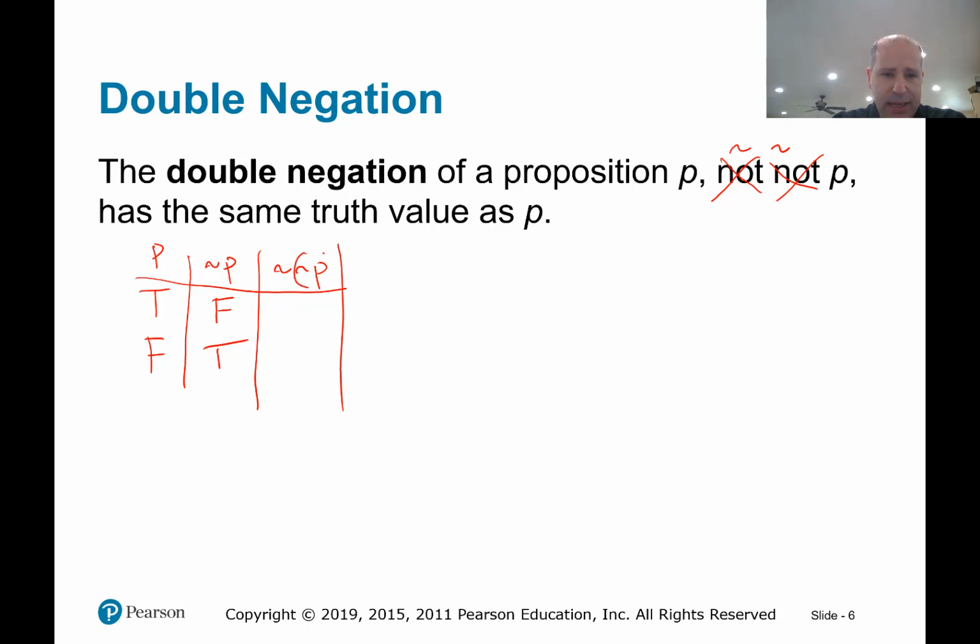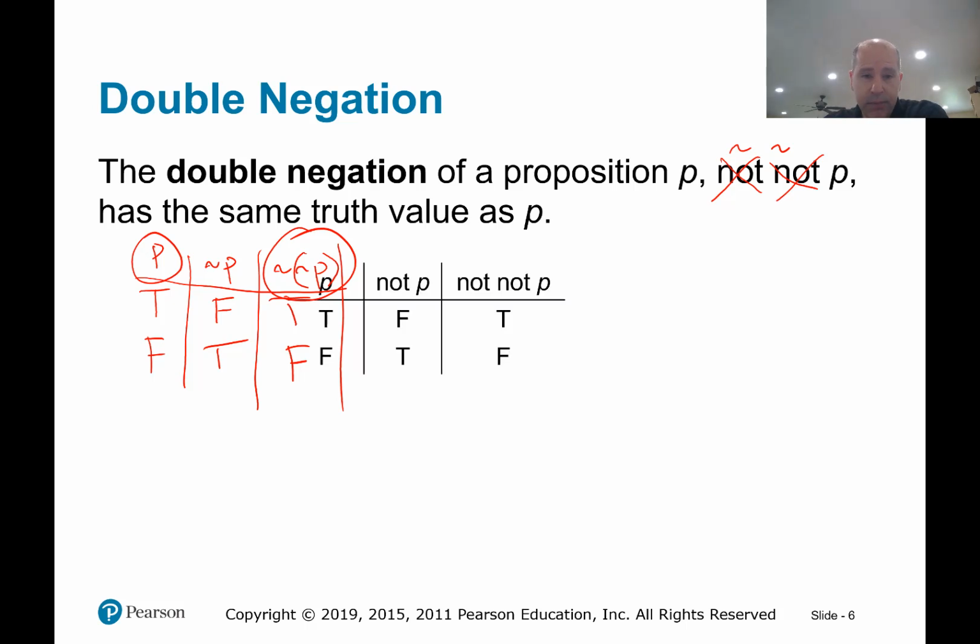So basically I'm taking the negation of the negation of P. So now I'm going to take the opposite of the second column, which brings me back to the first column. So notice that these two have the same truth values. P and not not P both have the same truth values going down the columns. So that is how a double negation works.